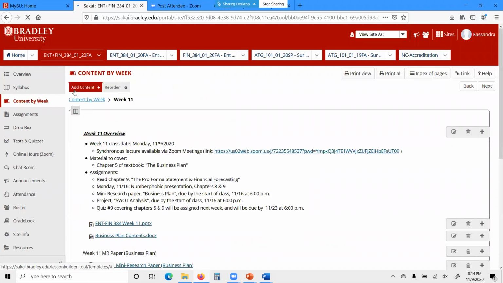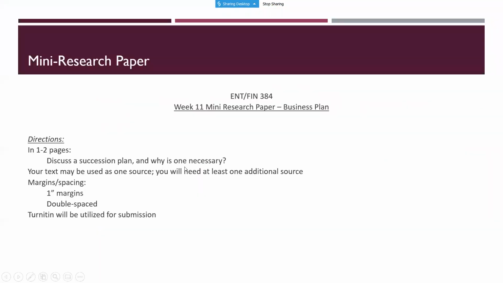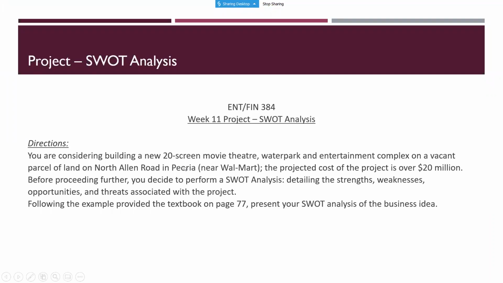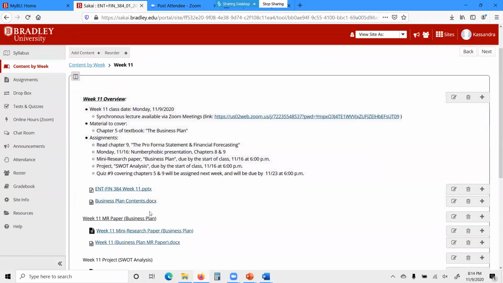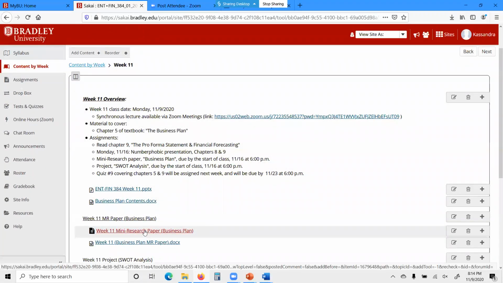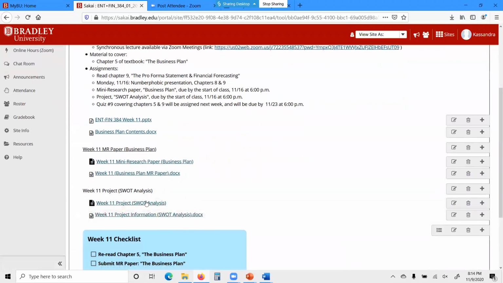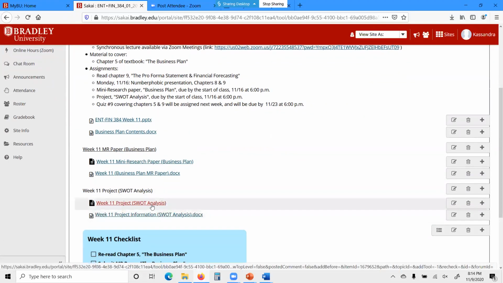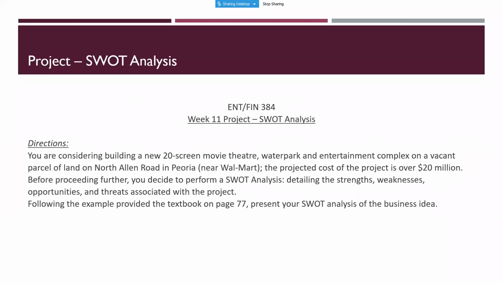And, okay, so that's that. The next item is the project, which is also the information given and the Dropbox right after the paper. So our directions are that you decide, you come up with a business idea. We don't have enough movie screens in Peoria, apparently. So, hey, we're going to put up a 20-screen movie theater.